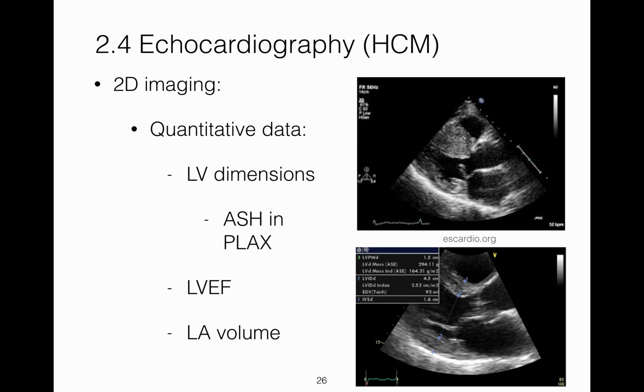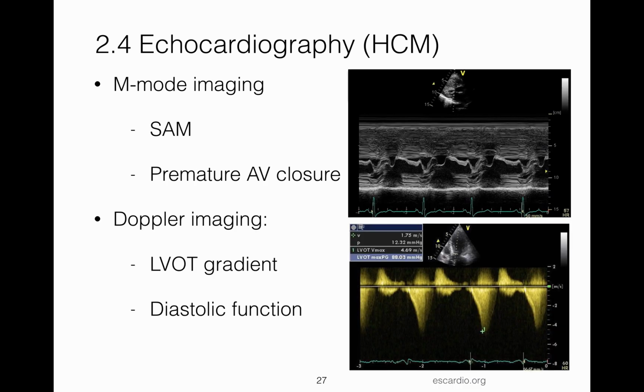2D imaging. Quantitative 2D measurements should include linear LV dimensions. Remember, hypertrophic cardiomyopathy is associated with asymmetric hypertrophy. The measurements on the 2D image at the top right of this slide indicate a patient with hypertrophic cardiomyopathy. The measurements on the image below do not, as the measurements indicate concentric hypertrophy. LVEF and LA volume measurements should also be made. M-mode imaging often shows systolic anterior motion of the mitral valve and premature aortic valve closure very well.